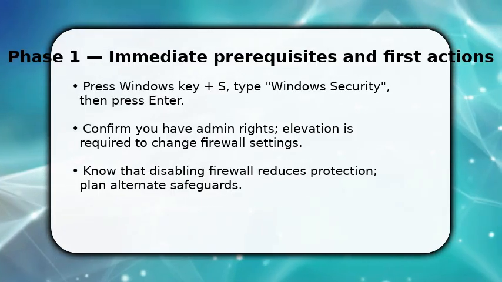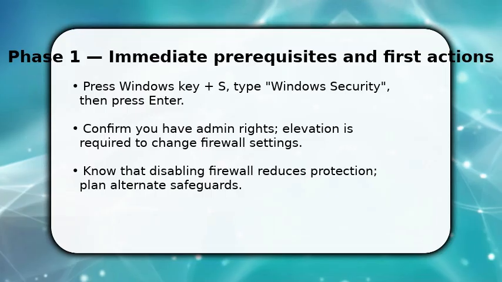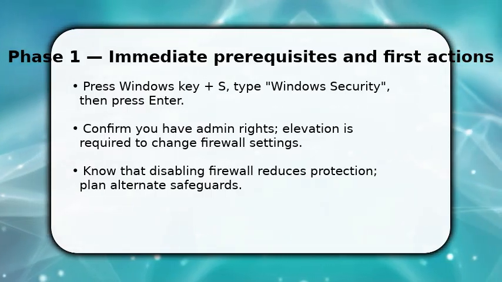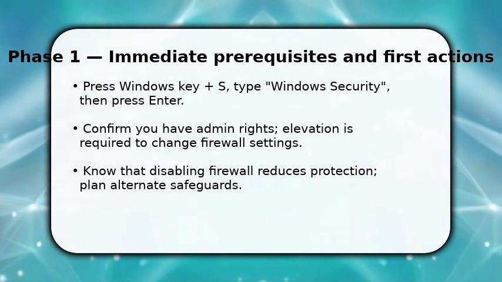You need to pick the specific network profile you're on because settings apply per profile. Make sure you understand why. Disabling stops Windows Defender Firewall from filtering inbound and outbound connections, so prepare another security measure first.